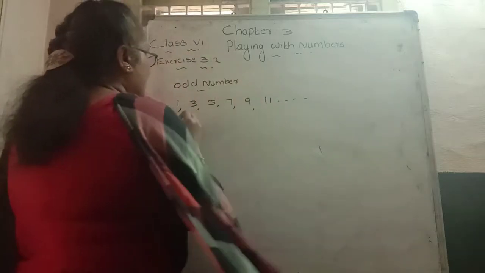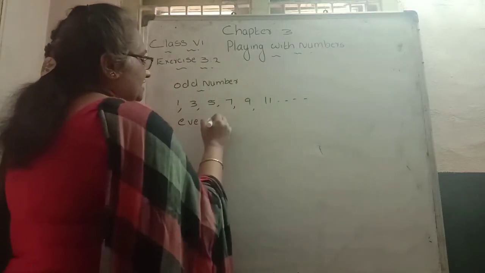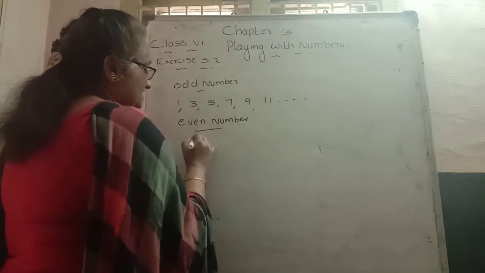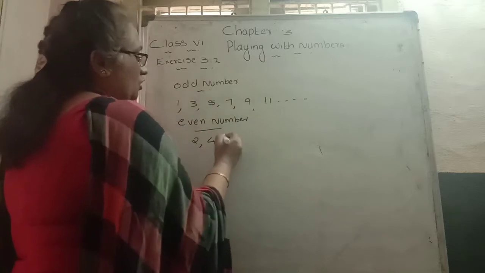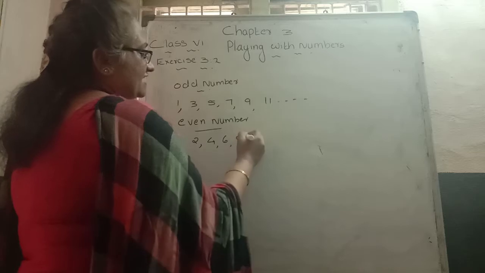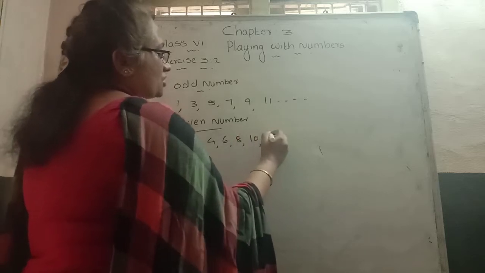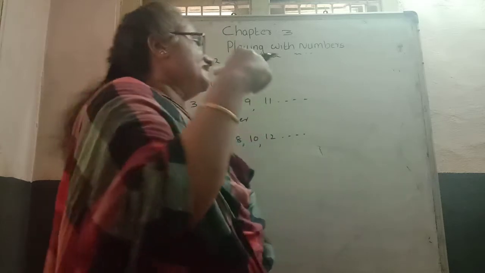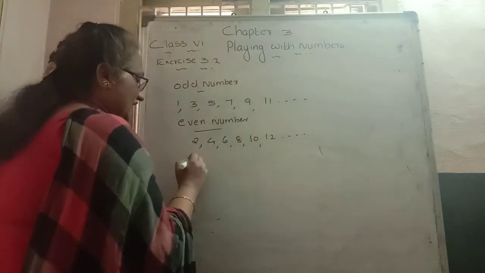Then what about even numbers? Even numbers are 2, 4, 6, 8, 10, 12, etc. We call them even numbers. Next word is prime numbers.